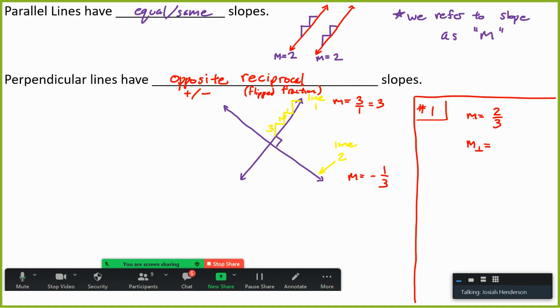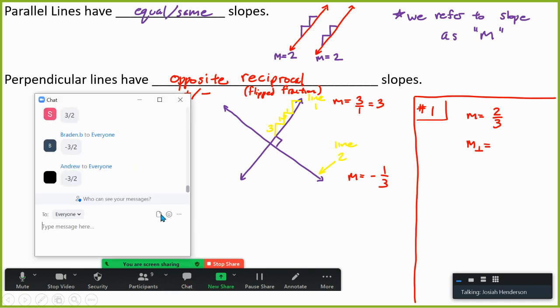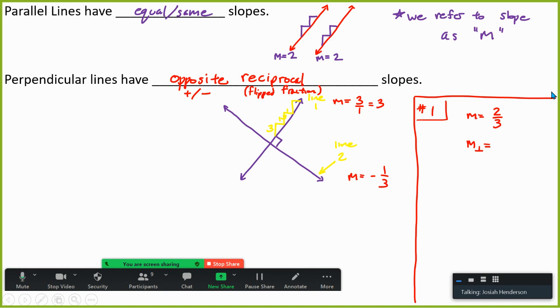The worst that could happen is we don't get all of it right. We're not going to learn if we don't practice. So I'm really glad to see you guys taking risks. I want to check and see what you guys are saying. Awesome. Negative 3 over 2. Good. And some of you said positive 3 over 2. That's okay. Just remember, it's a two-part thing. We have to also change the sign. So it is negative 3 over 2.